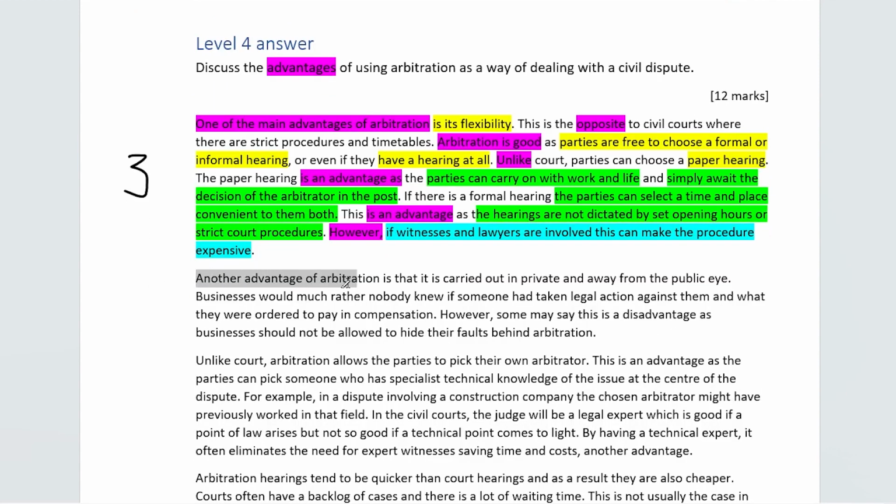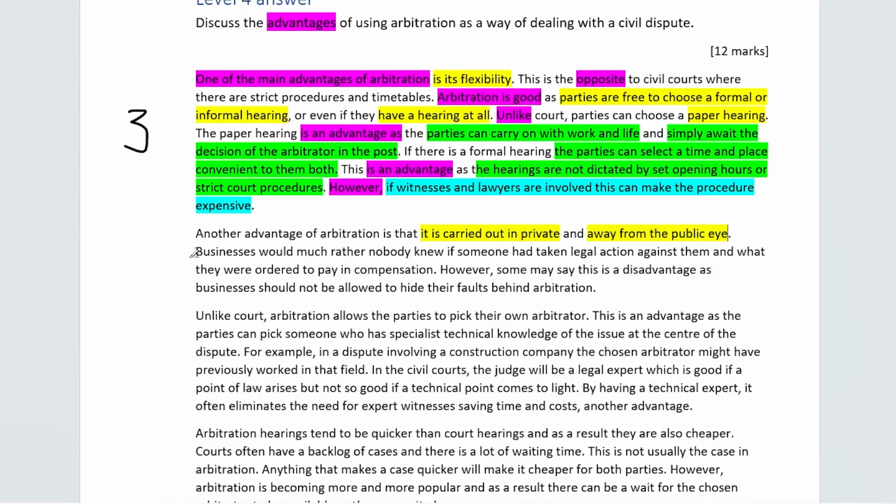Another advantage of arbitration is that it is carried out in private and away from the public eye. So once again, he's gone straight to the point. It is carried out in private, away from the public eye. That's his point. And now in the next sentence, he explains his point. Businesses would much rather nobody knew if someone had taken legal action against them and what they were ordered to pay in compensation. That's his developed point.